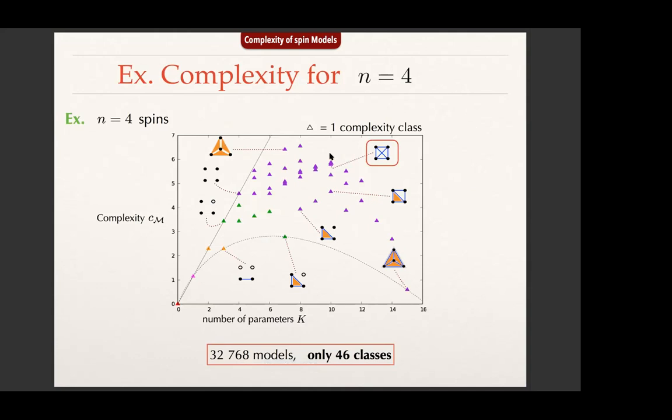an example. If I have a system with 4 spins, then I have only 46 classes. I have 32,000 models, but only 46 classes. So it's still a drastic reduction. Each triangle here is a class. So behind each triangle, there are many models. For some of them, I gave you a representative model.